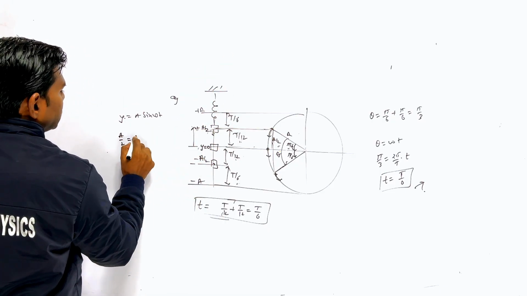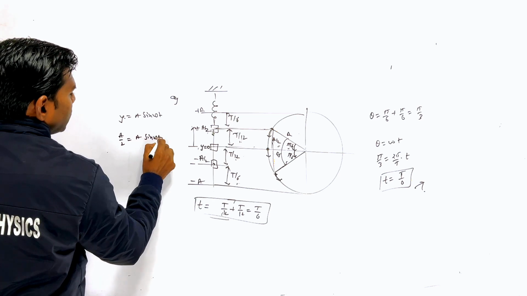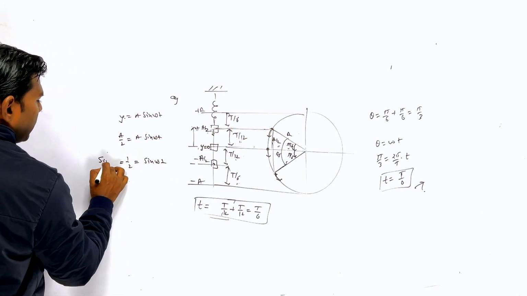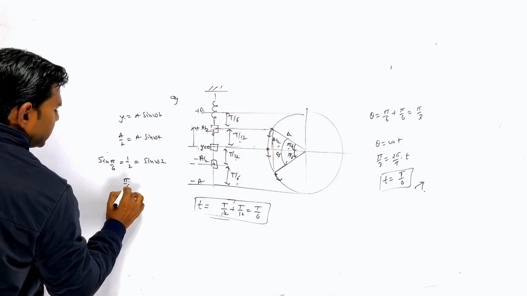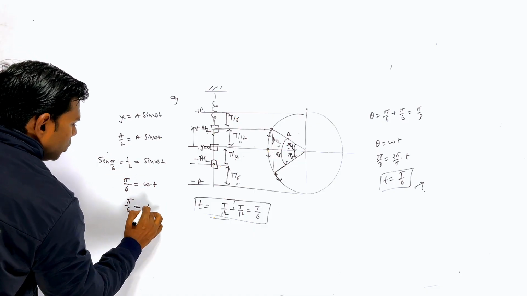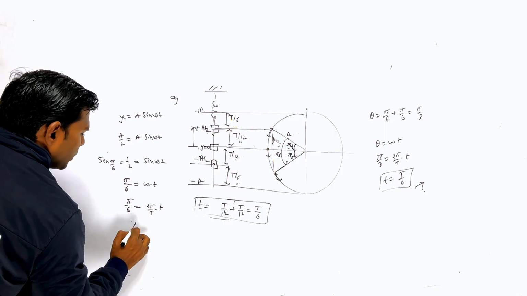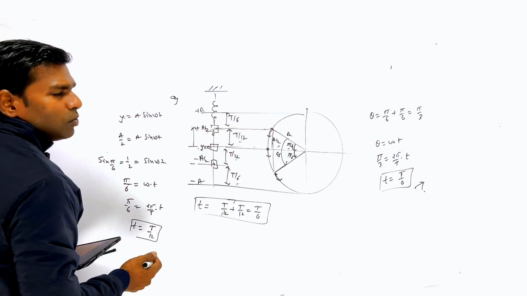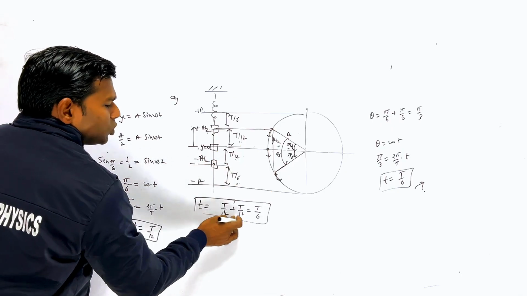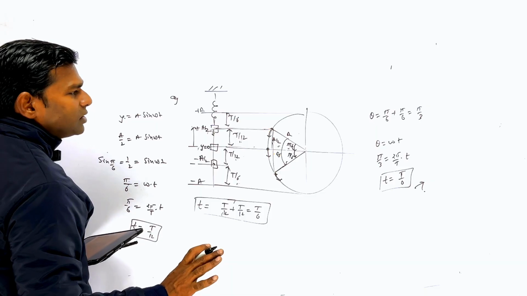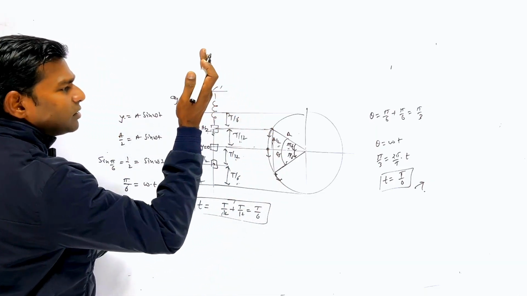A by 2 is equal to A into sin omega t. So it is 1 by 2, sin omega t. It is sin pi by 6. Pi by 6 is equal to omega into t. So pi by 6 is equal to 2 pi by T into t. So t is equal to T by 12. So how do we get this T by 12? And this is also T by 12. So T by 12 plus T by 12 is equal to T by 6. This is the answer. This is the phasor method.